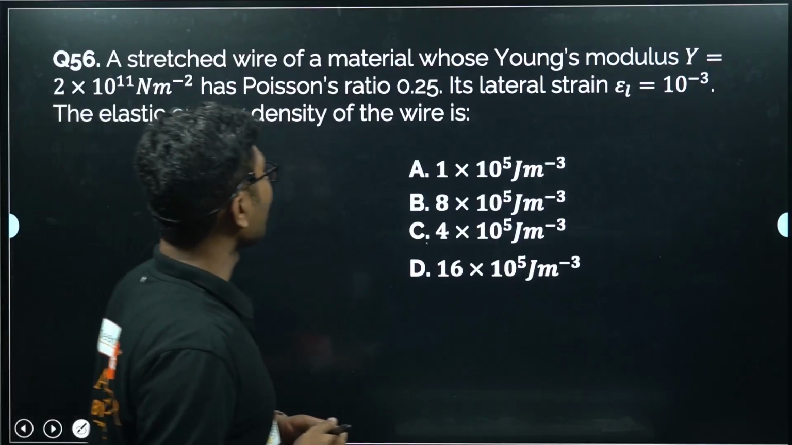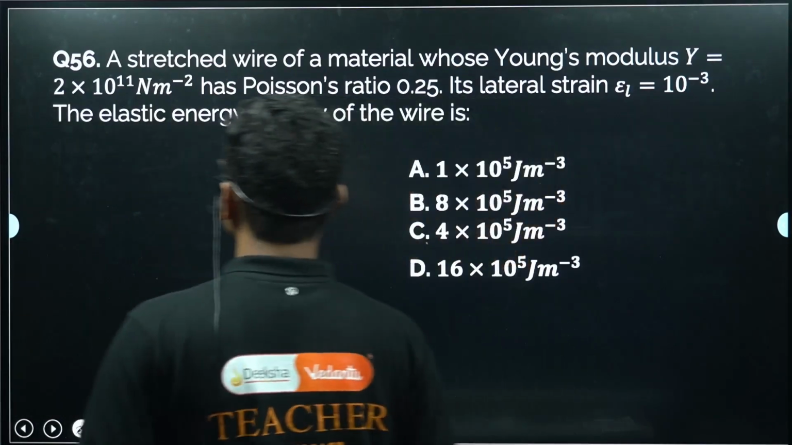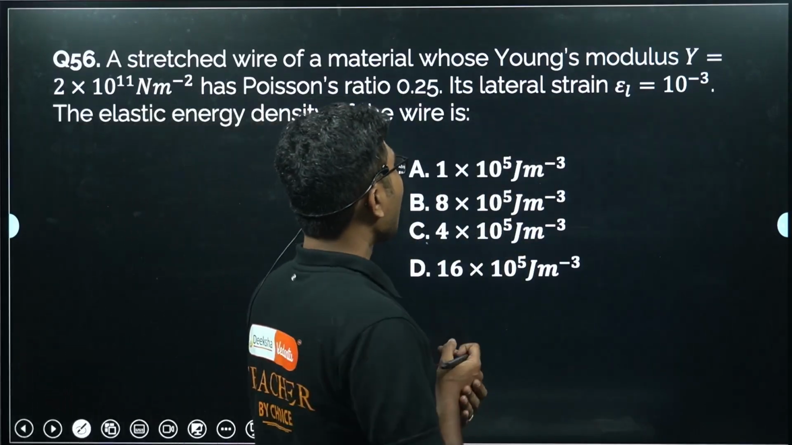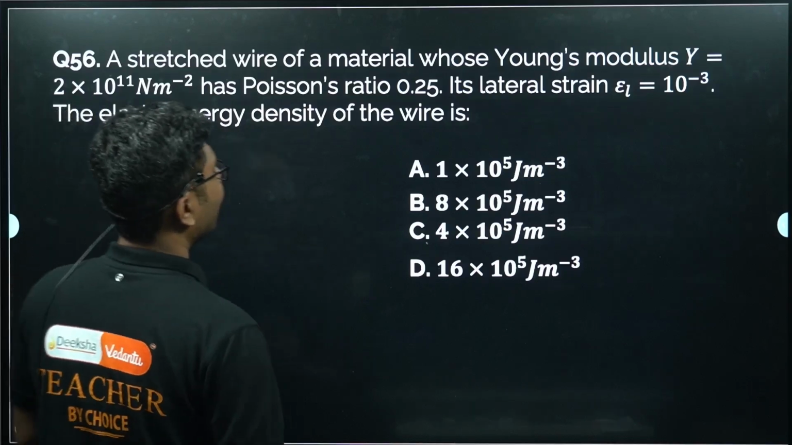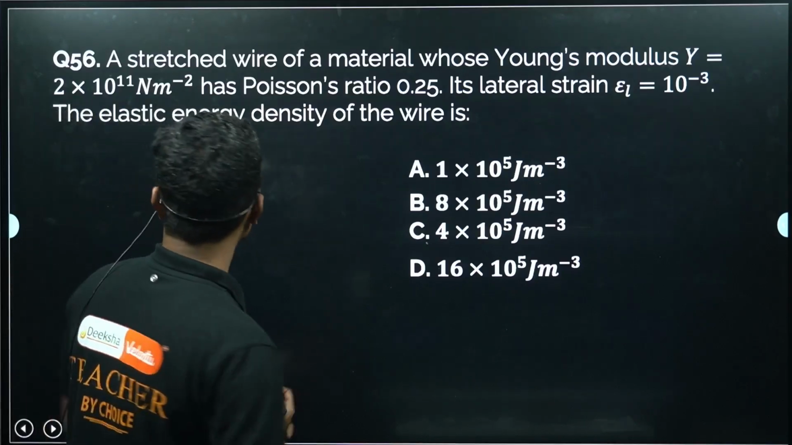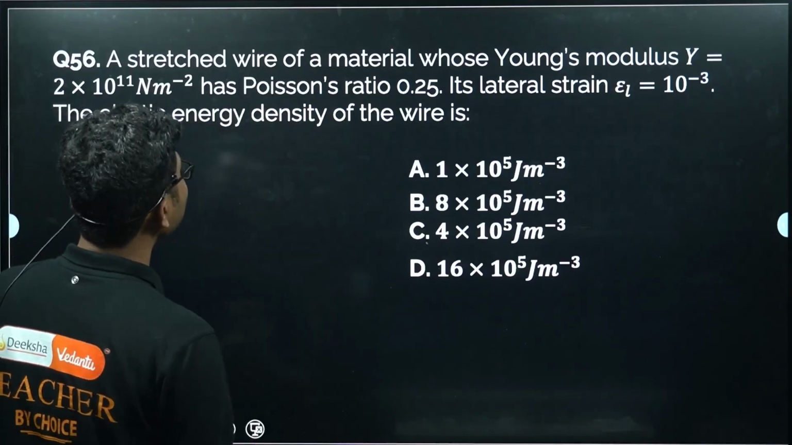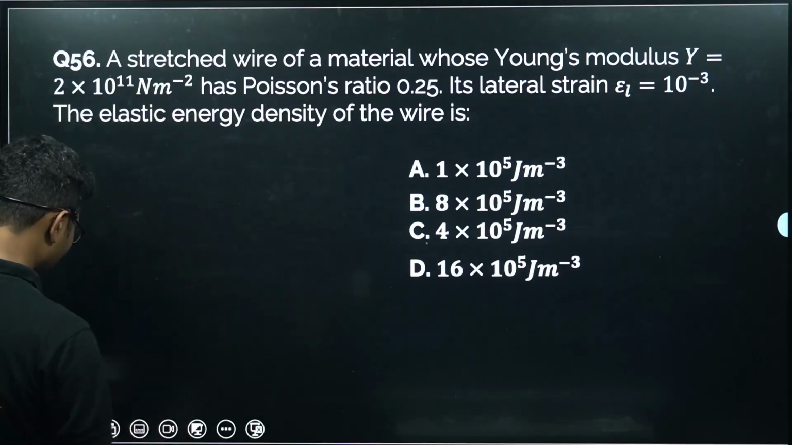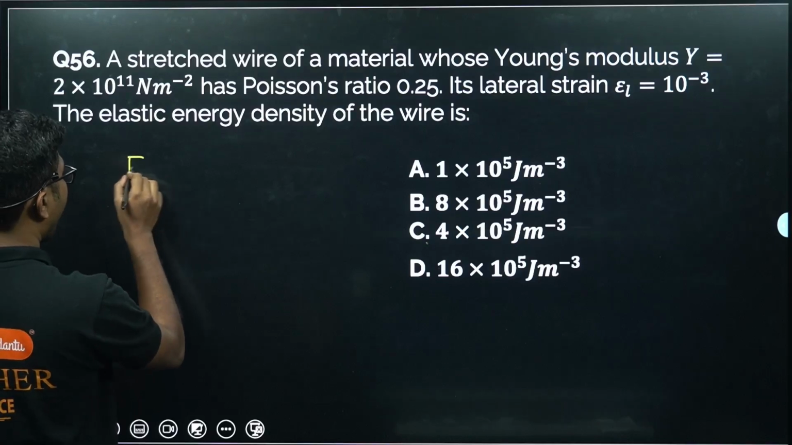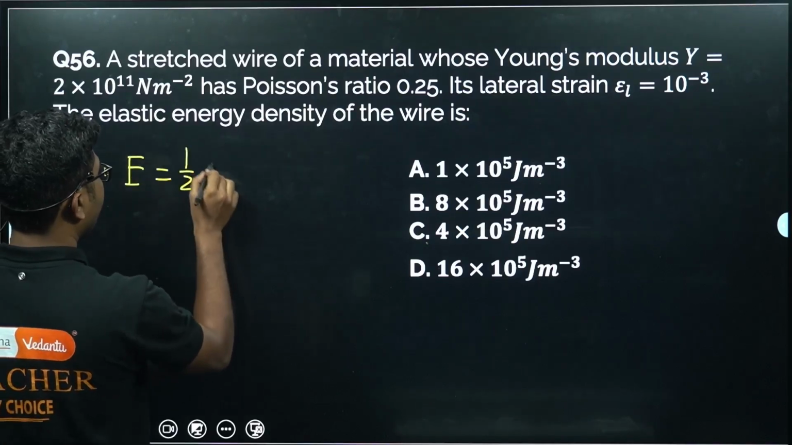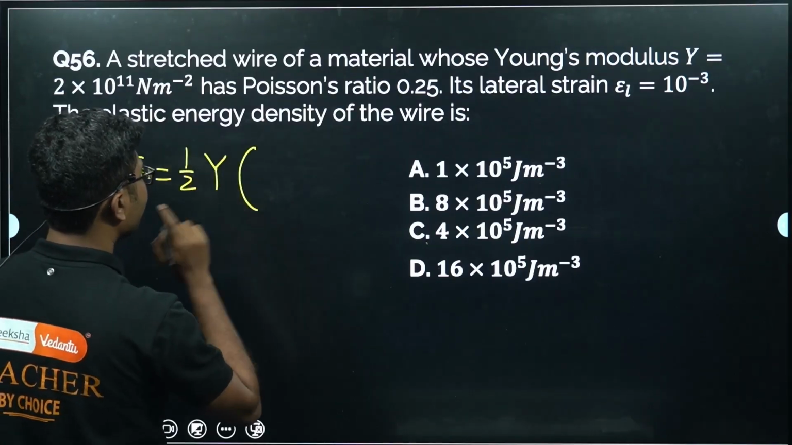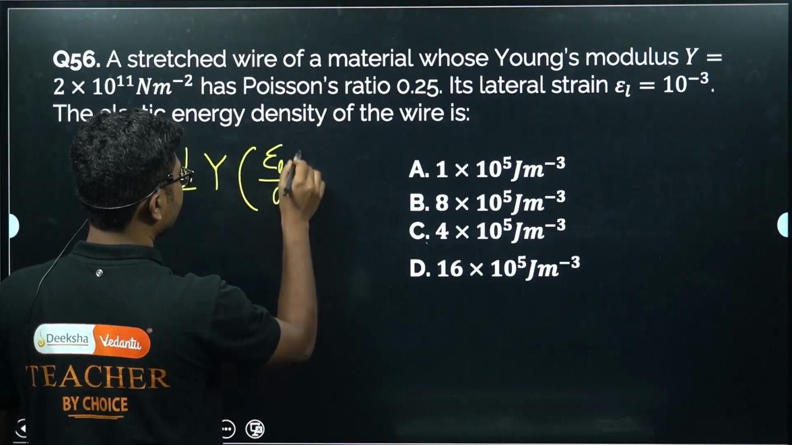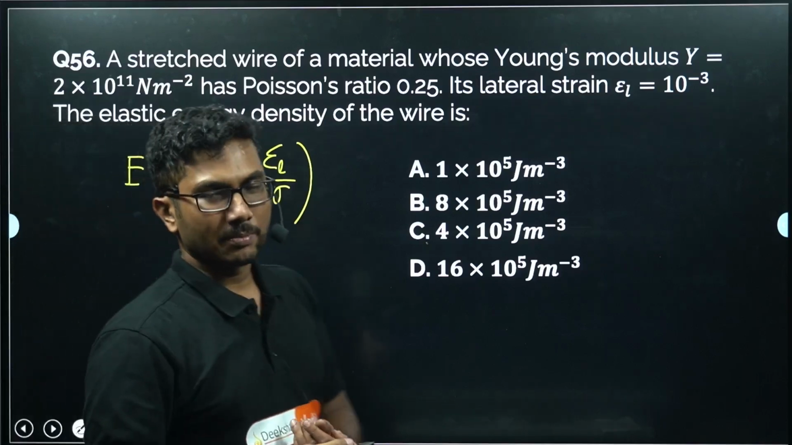A stretched wire of material whose Young's modulus Y is given has a Poisson's ratio of 0.25. Its lateral strain epsilon L is equal to 10 to the power minus 3. The elastic energy density of the wire is given by a formula: half Young's modulus times epsilon L divided by Poisson's ratio. This formula you have to remember to answer this question.